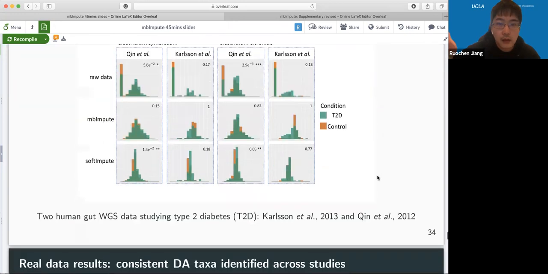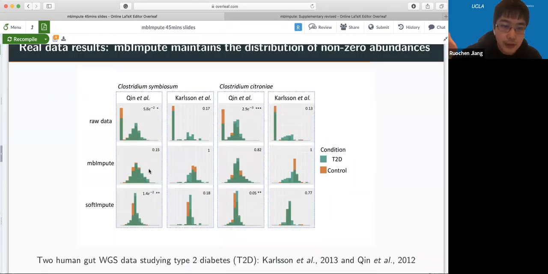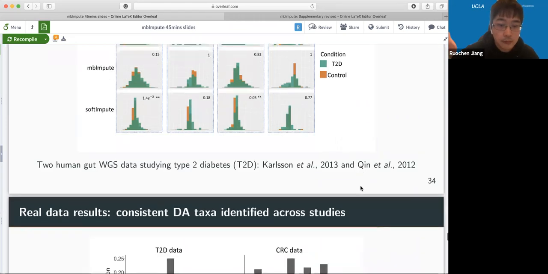Here is a plot that shows that after imputation, our method better resembles the shape of the original non-zero distribution compared to softImpute. You can see that softImpute has some unusual high peaks. However, our method has a similar shape to the original non-zero values.